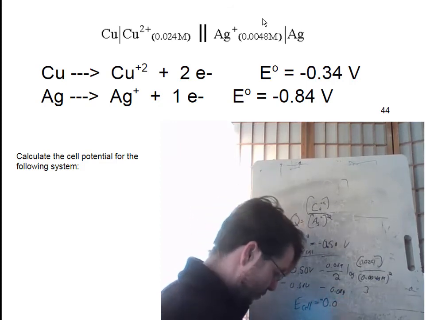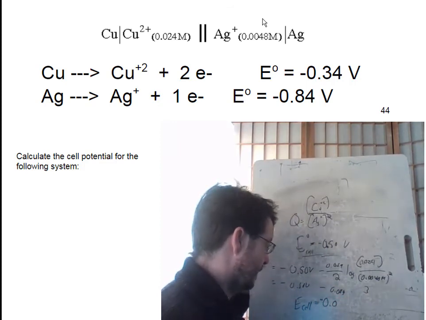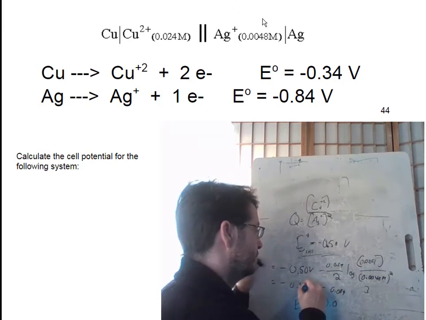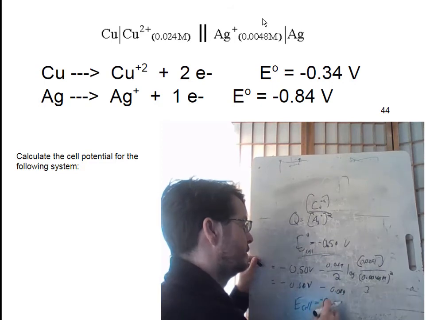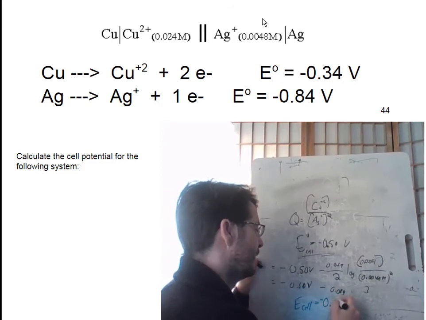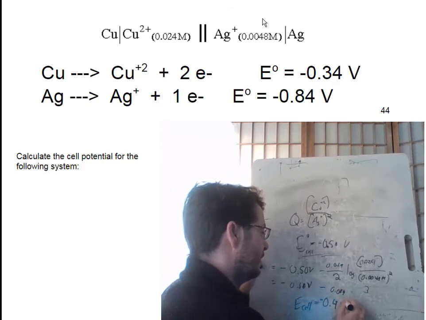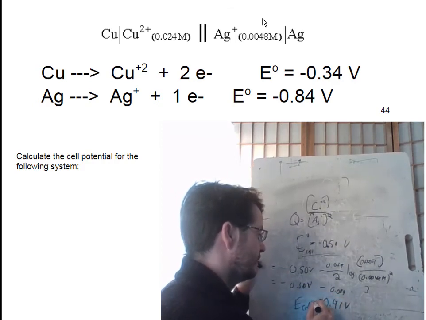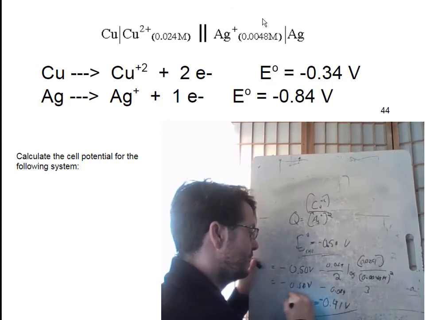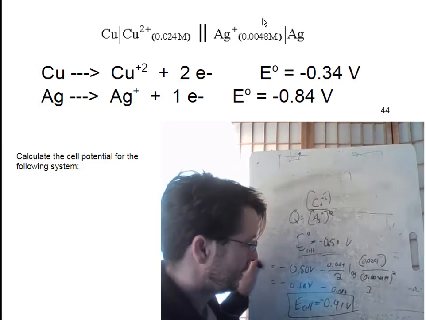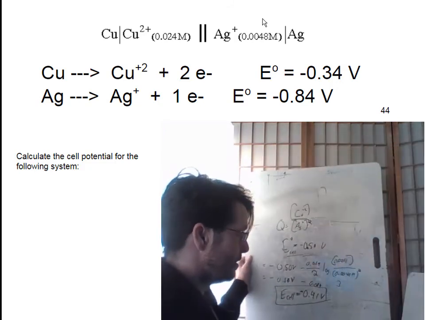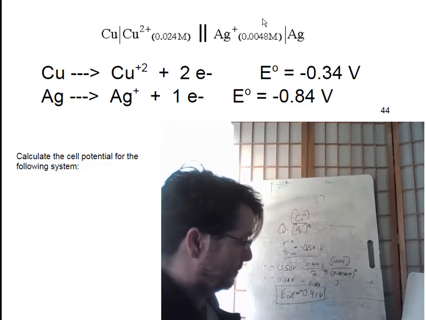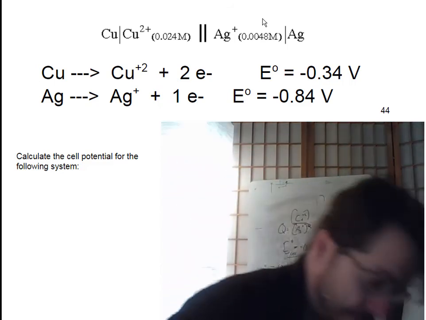negative 0.41 volts, still negative, alright? So the potential raises a little, but doesn't quite trip over into the positive territory, right? So that's how I would determine the cell voltage. This reaction would still not be spontaneous, but there you go.